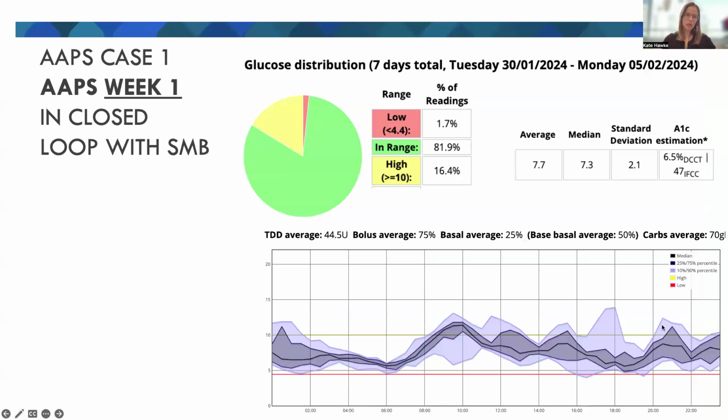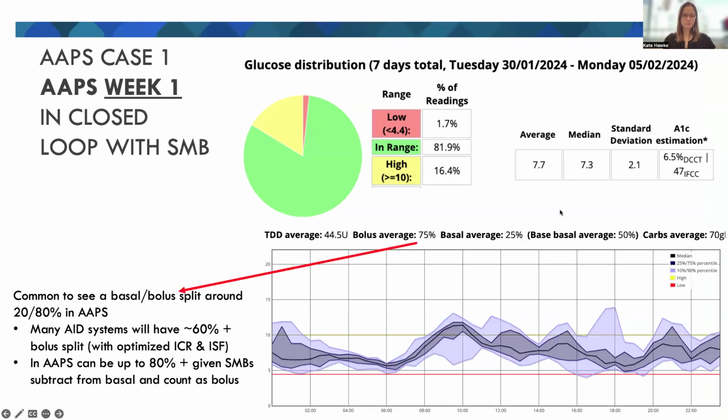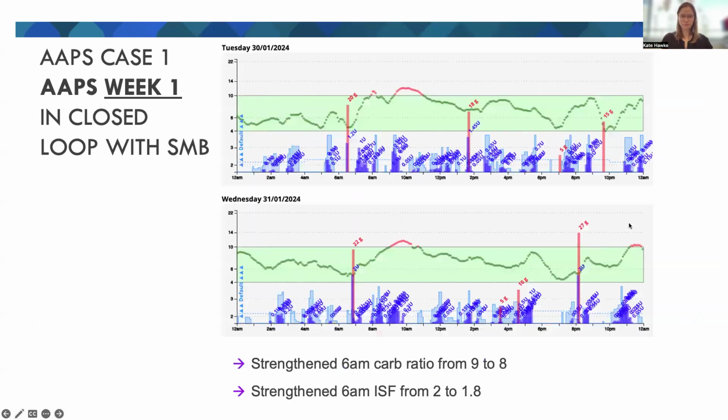In week 1 of Android APS, time in range comes up to 81%, so we're just getting corrected down to target all the time. Time low is reduced just through normal automation. So really, as with any AID system, we promptly see the overnight control tightened and the overnight variability really reined in, that you can see here with that spread. Just noting, it is common to see that basal bolus split. So in this case, we have bolus around 75%, basal 25%. And that's not doing anything extreme with any of the configuration.